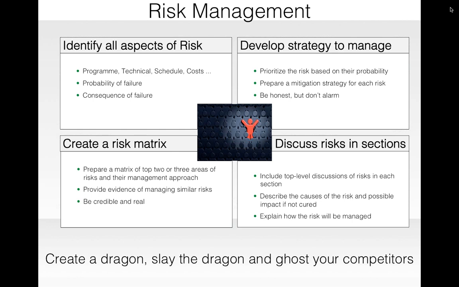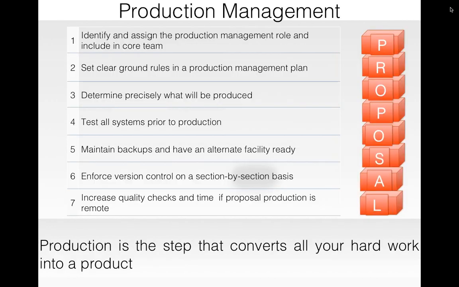So that's about how we manage the risks. And finally, production management. Production management is all about how everything you have done in the entire proposal development life cycle gets converted into a single deliverable or a set of deliverables to the customer, which is nothing but your proposal. It may be your management proposal, your technical proposal, your price or cost proposal, or it may be a combination of all together in one proposal.